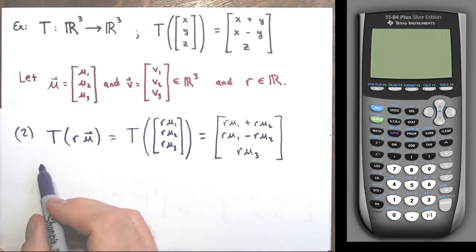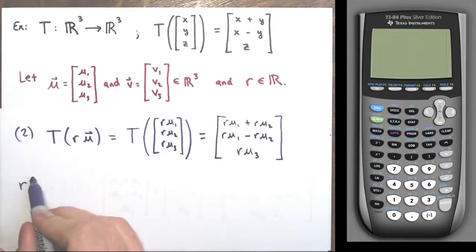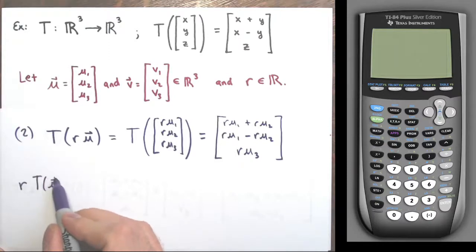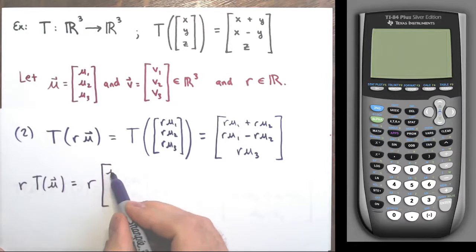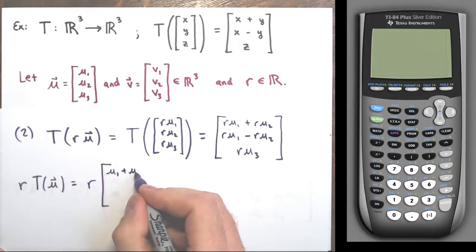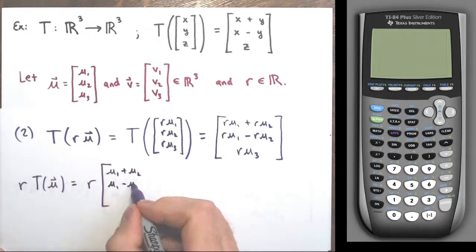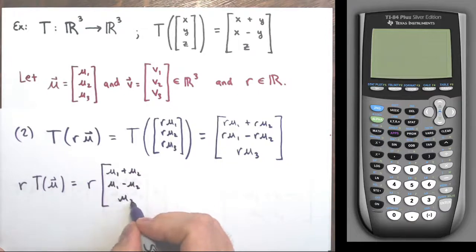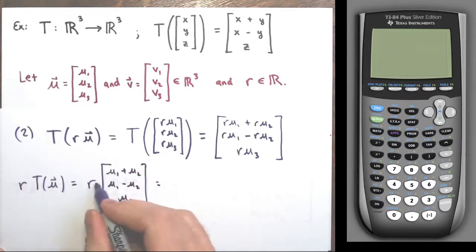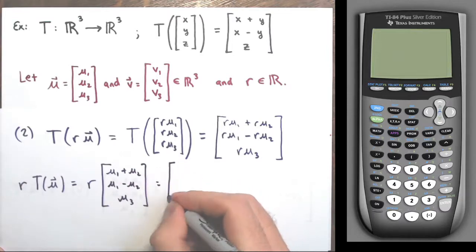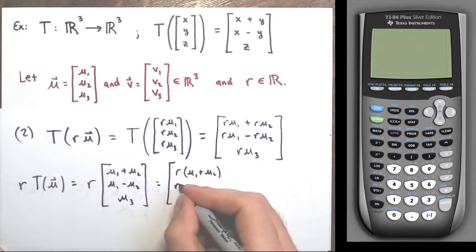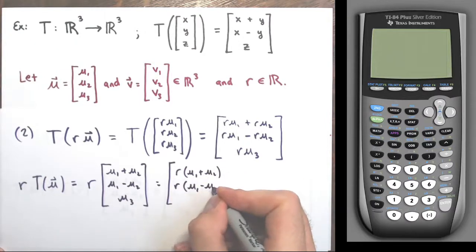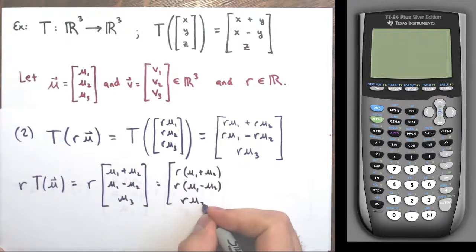Okay, and then the other side of this would be, what about r? Take that scalar r and multiply it by the image of u, T of u. So this would be r times T of u, which, as you saw earlier, is u1 plus u2 for the first component, u1 minus u2 for the second component, and u3 for the third component. I multiply each of these by r. So this would be r times the first component, u1 plus u2, r times the second component, u1 minus u2, and r times the third component, u3.